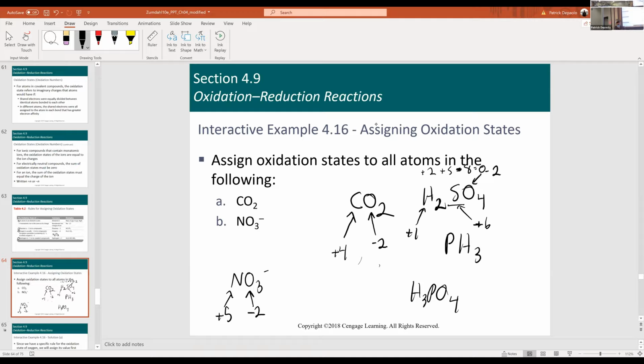All right, phosphorus here, PH3. So hydrogen is +1. What's phosphorus? Good, -3. Good job, Isaiah, -3. Awesome. Now let's do a different one. H3PO4. Oxygen, -2. Hydrogen, +1. What's phosphorus? I gotta think about that for a sec. I know.